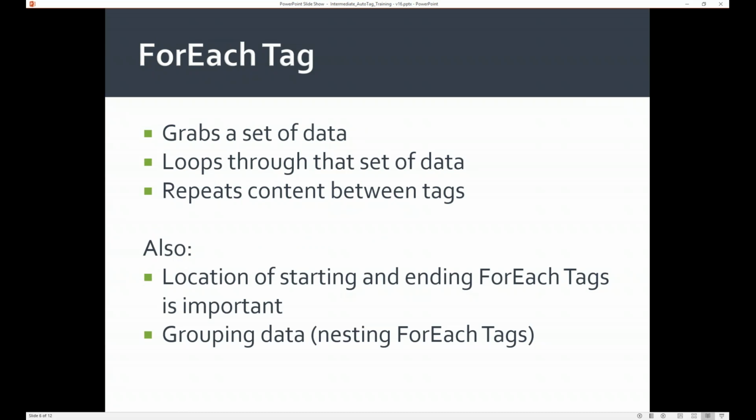So the for each tag, let's review what it actually does. It does three things. First, it grabs a set of data, any set of data that you want to pull from your data source. Second, it loops through that set of data that you selected to work with. And third, it repeats all the elements between the beginning and ending for each tags. I'll show you the importance of where to place these beginning and ending for each tags and show you the results of placing these tags in different ways.